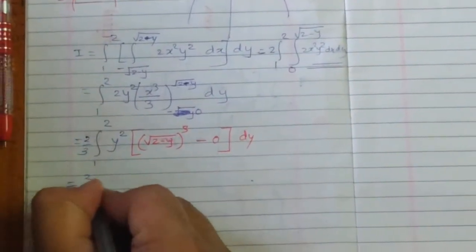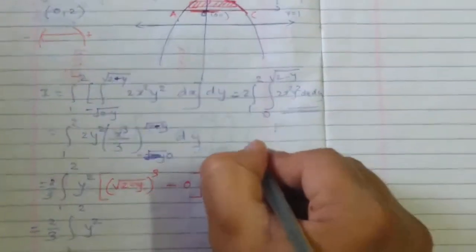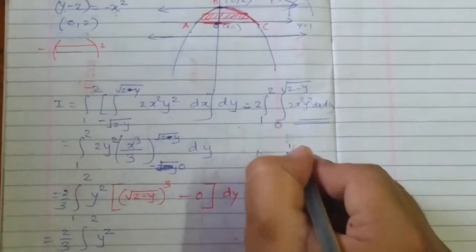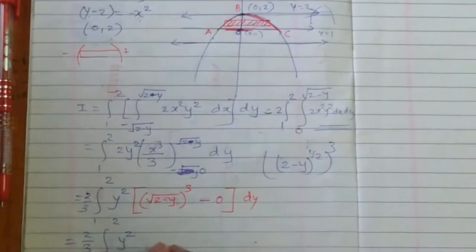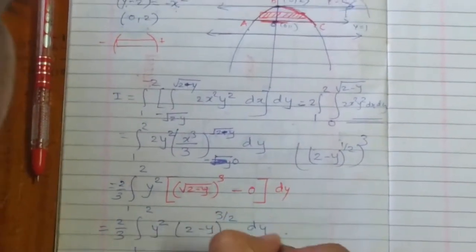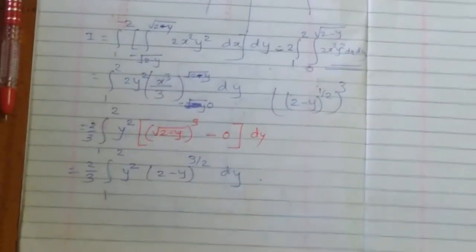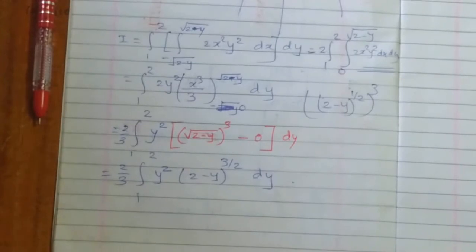So hence this is 2 by 3 integration from 1 to 2 y square. This is 2 minus y raised to 1 by 2 raised to 3. Hence it becomes 2 minus y raised to 3 by 2 dy. Okay, are you clear with this idea?